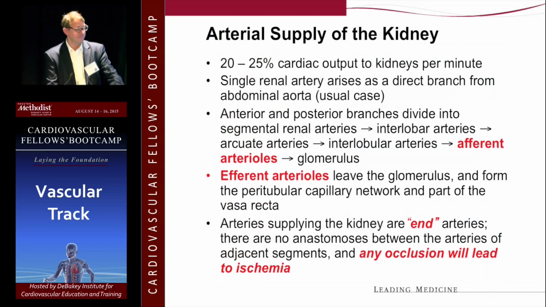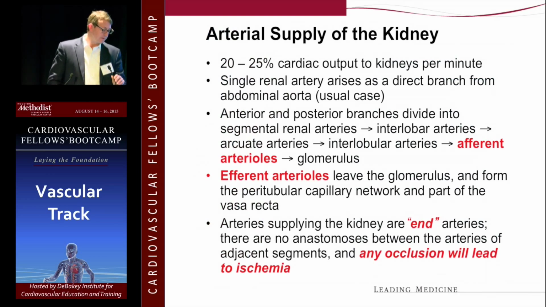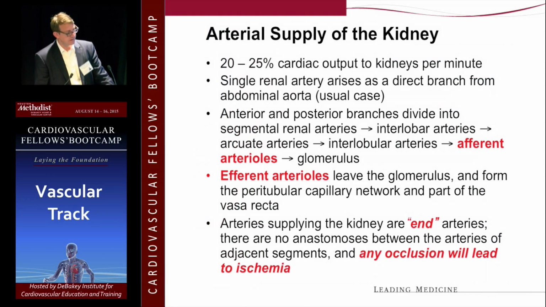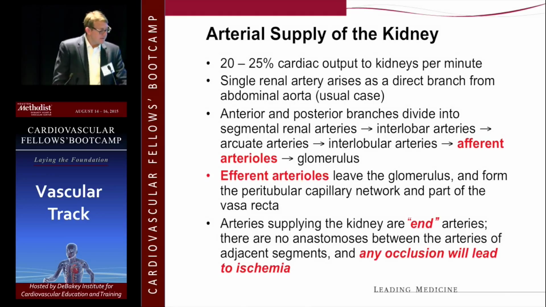So, arterial supply of the kidney. Kidneys get a lot of blood flow, about 25% of the cardiac output per minute. The renal arteries, as they come off of the aorta, branch into the anterior and posterior branches, then into the segmental branches, then interlobar branches, then the afferent arterioles to the glomerulus, and then the efferent arterioles, which, if you recall your physiology, we'll get into when we talk a little bit about renal artery stenosis.